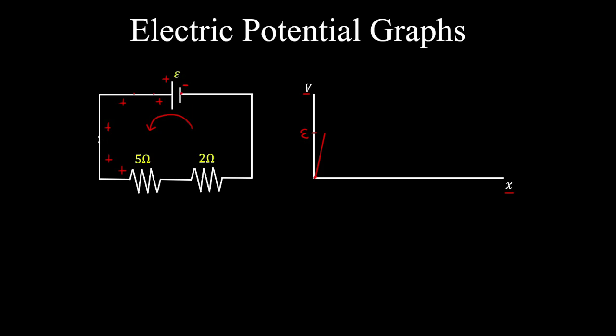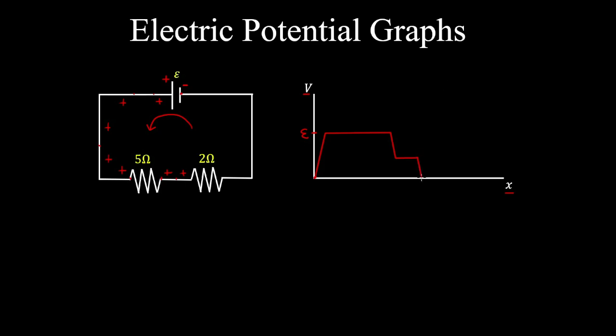And as we move along the wire, being a good conductor, we neglect the resistance in the wire, and therefore the change in electric potential along the wire is 0. And then we have a potential drop across this resistor, and then we have a constant electric potential along the wire. So this part of the wire is shorter, and the potential drop across the second resistor is going to be smaller than that across the first resistor, because the first resistor has a higher resistance.